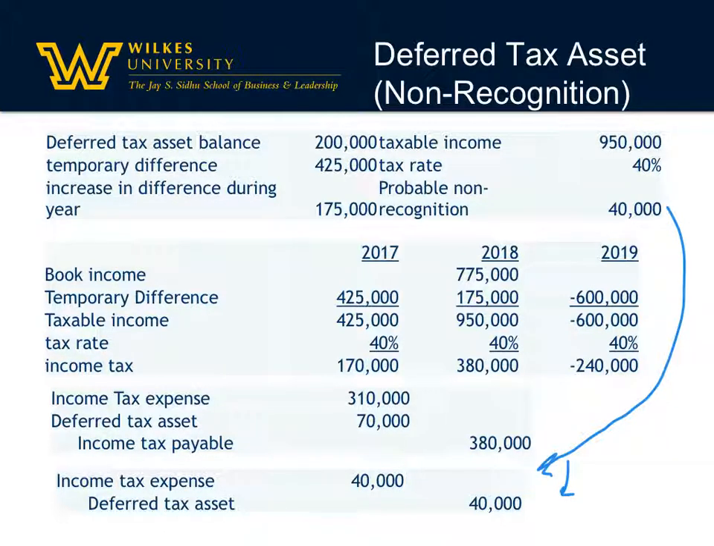And those are entries to record a deferred tax asset, a deferred tax liability, and how you deal with writing it off when you have non-recognition. If you were simply going to write it off in later years, we also covered that as well. And so you should be all set with your deferred tax issues.